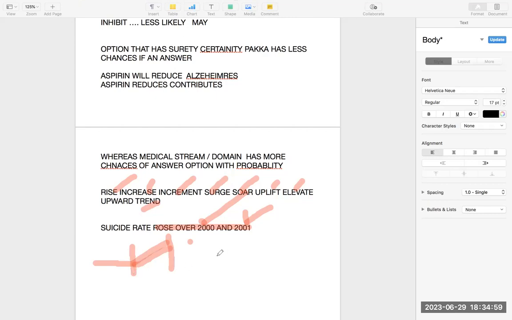And when somebody says the suicide toll has leveled off, it means it was flat. That means 2000 also the same, 2001, 2002 all the same. It did not change. Neither did it increase nor decrease. So this is very important vocabulary.